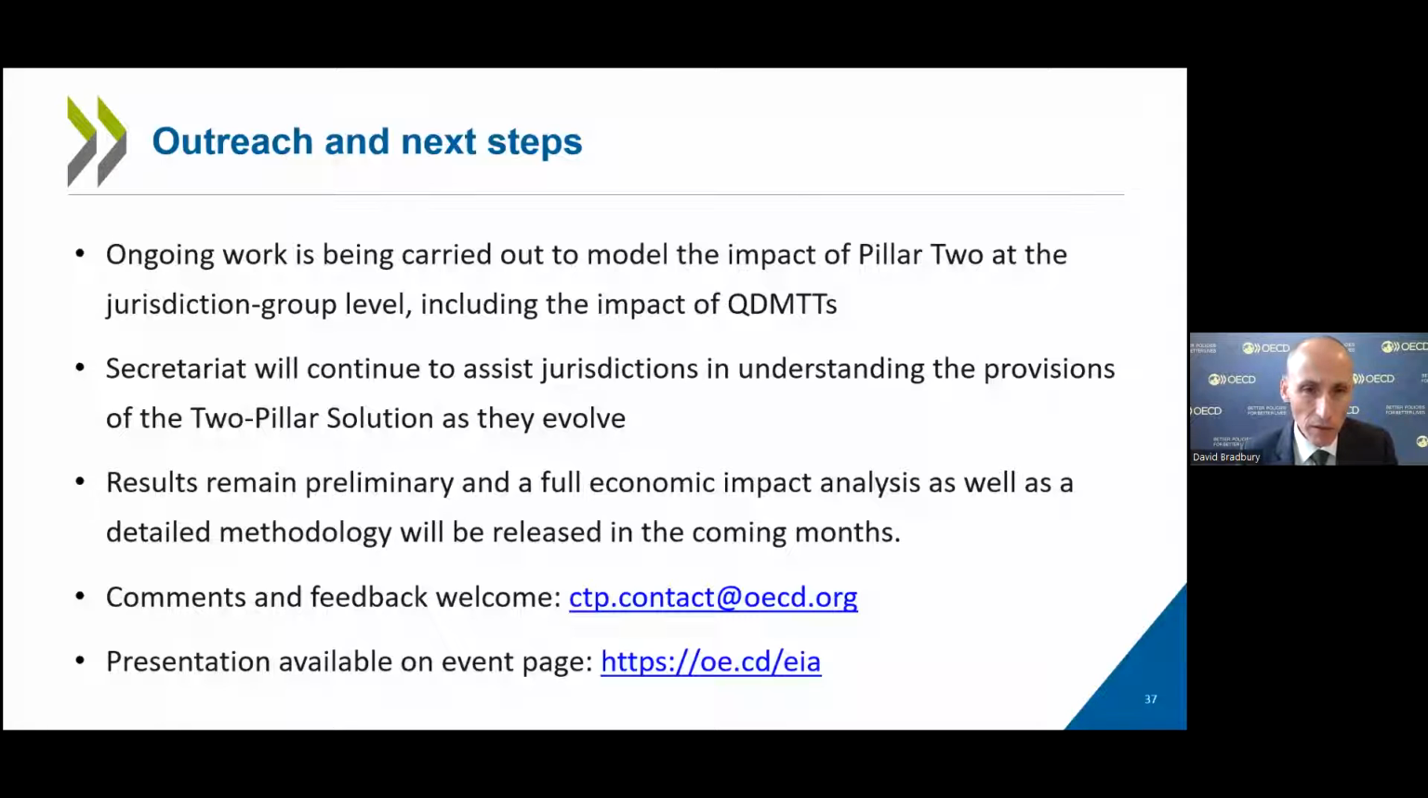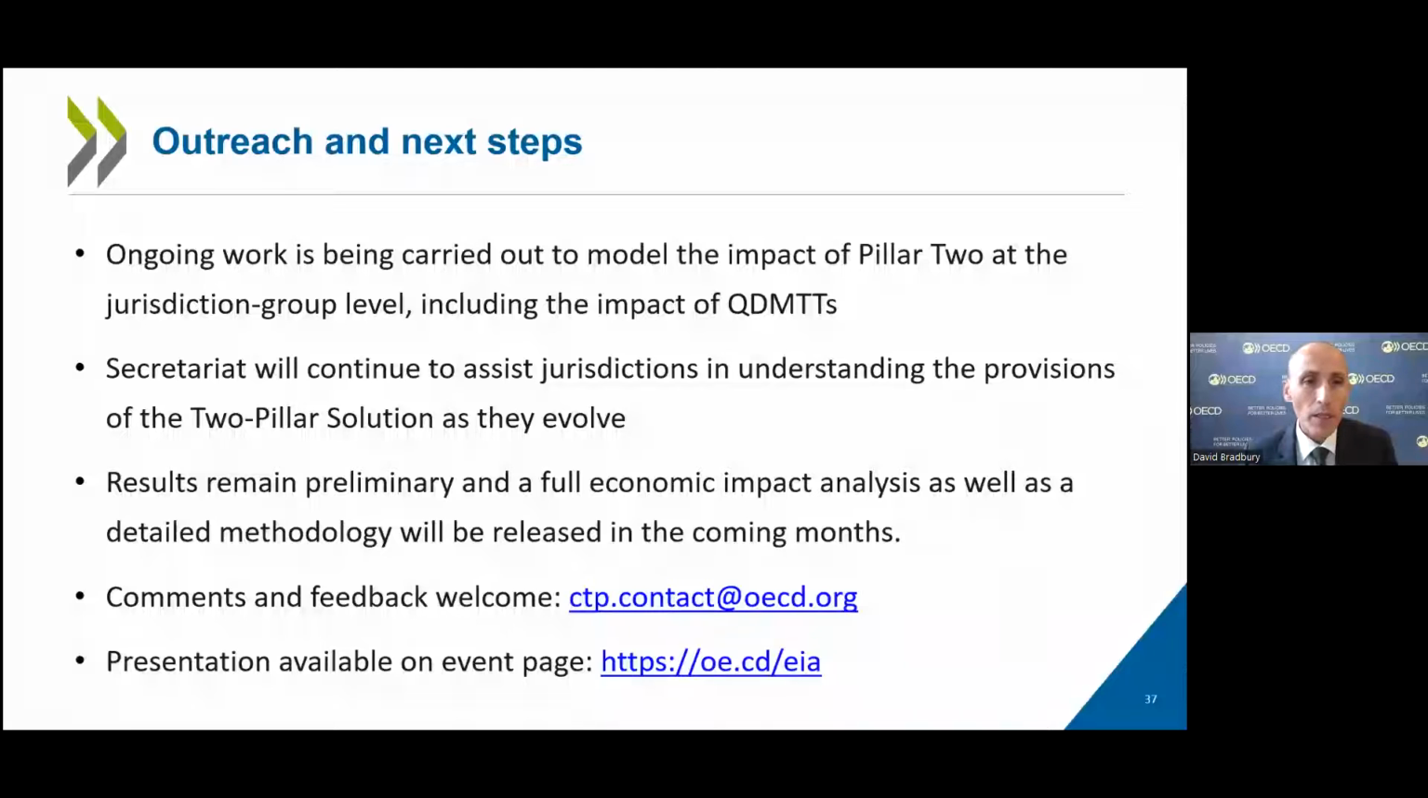Now, if we can just move to the final slide, which is in relation to ongoing outreach and next steps. I should say that there are a series of more technical annex slides that we have not had the opportunity to take you through in detail at this session. But when the slides are posted on the website, you'll be able to go through those at your leisure. As we have indicated, there will be further tranches of impact analysis. Now, ongoing work, as Anna just mentioned, we're doing further work in relation to Pillar 2 to bring together and produce some jurisdiction group level results.